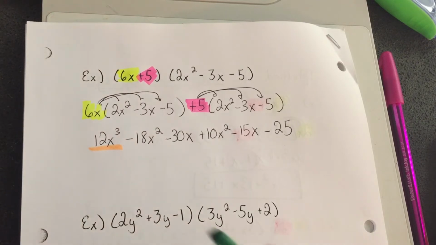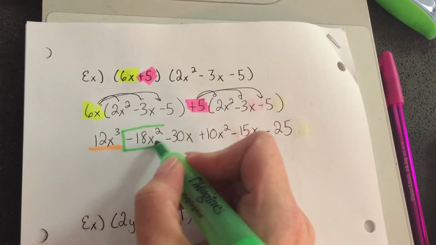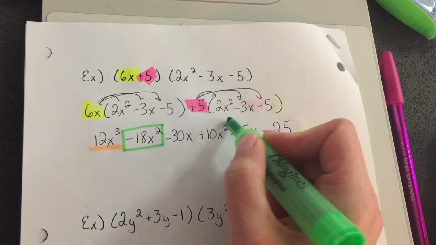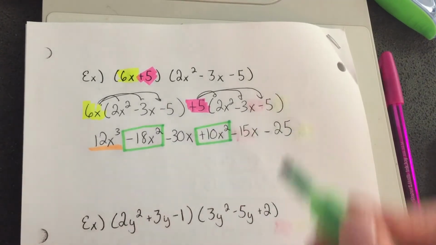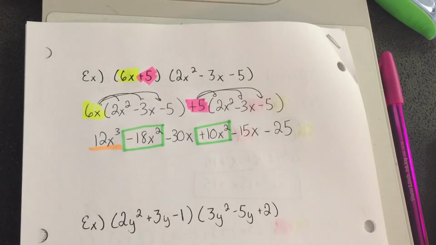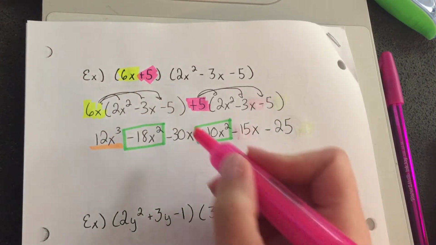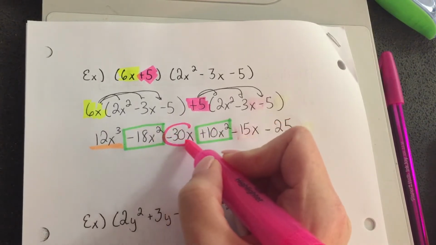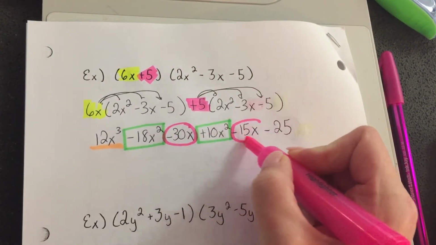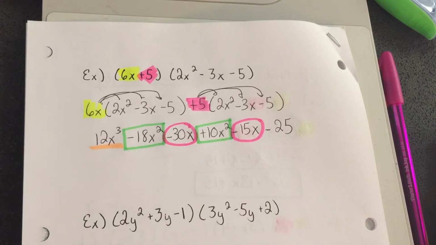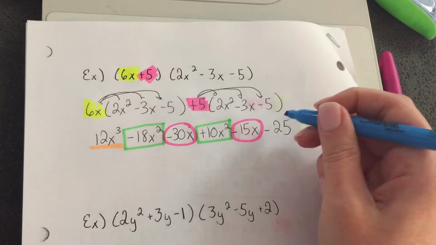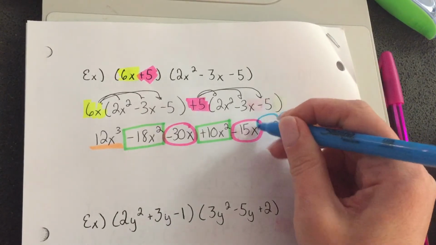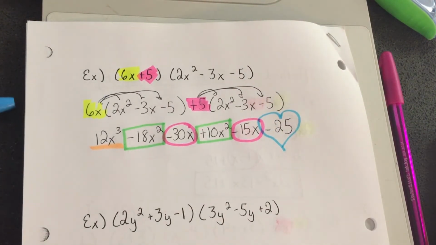Okay, so I'm going to go with my x squared. There's an x squared, and there's an x squared. Remember, always include the sign in front. Okay, so then I have an x term and an x term. And then I just have my lonely constant. So I'll put a little harder on it.